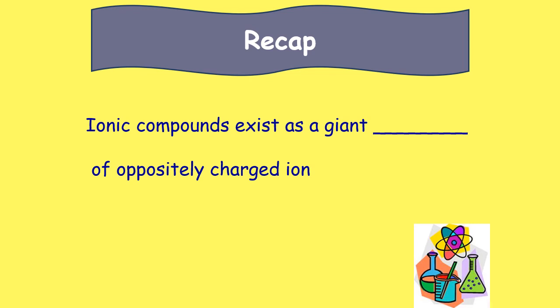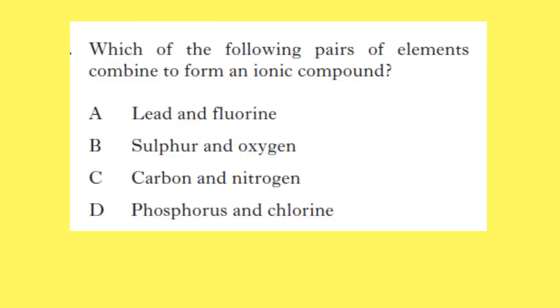So we're looking for the missing word. Ionic compounds exist as a giant something of oppositely charged ions. The word is lattice. And our final question, which of the following pairs of elements would combine to form an ionic compound? So you might want to use your periodic table to look at what types of elements all of these ones are.